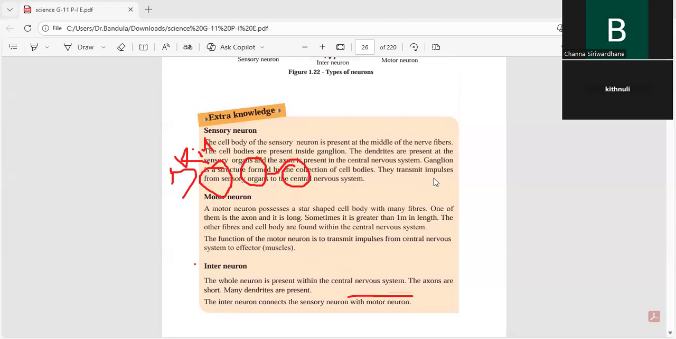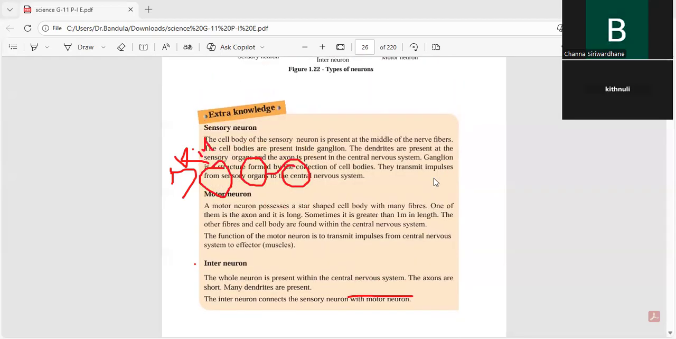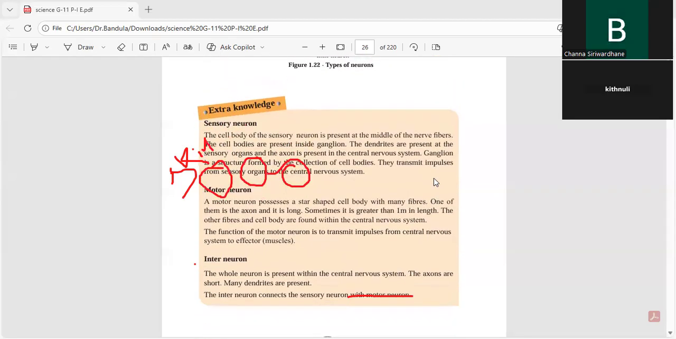I will send those photos to the WhatsApp group, and I will include those things in the note also. And you have to keep them with you. Okay. Right.